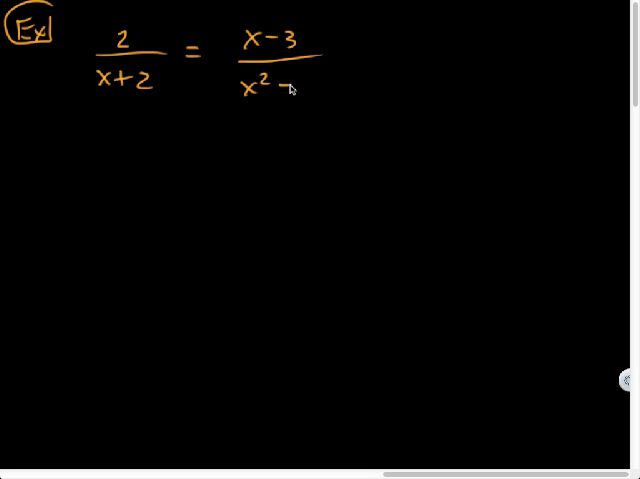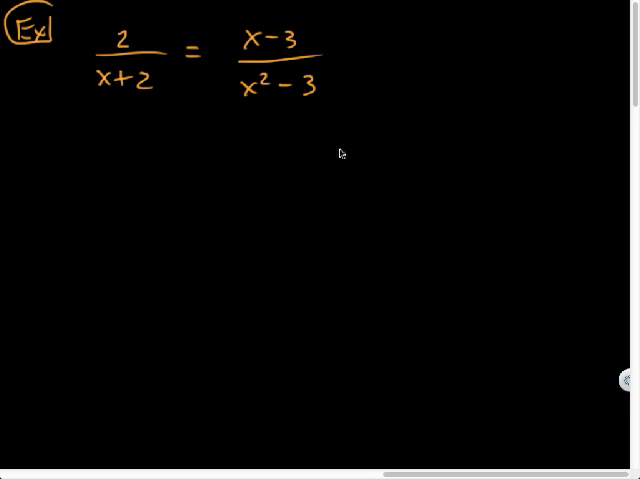Let's look at one last example. And in this problem, you know what? I'm going to write it this way, just because I can. I'll have 2 over x plus 2 equals x minus 3 over, ready, x squared minus 3. Aha! Now, one subtle difference between this problem and the previous one was the previous one had multiple fractions on one side. This one only has one fraction per side.